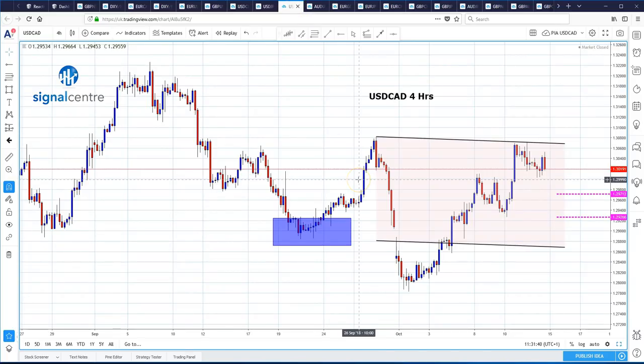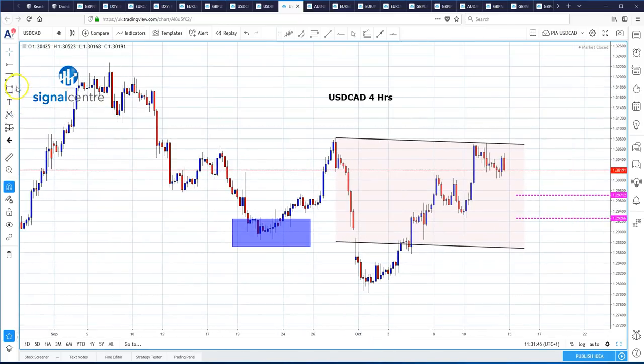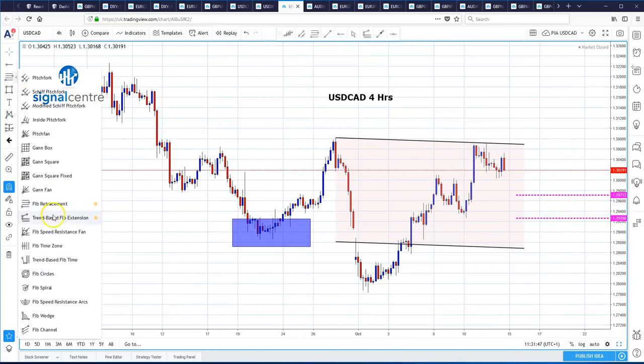Dollar CAD, I've really struggled with this pair. Going back to fibs.